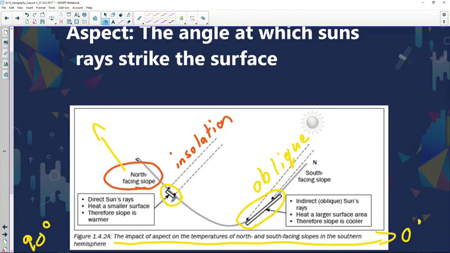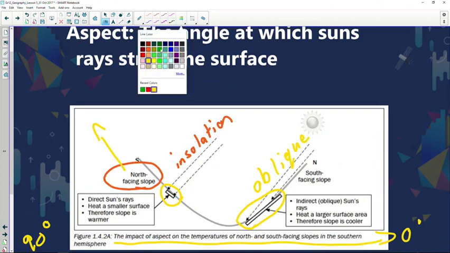Now, take this scenario for example. If we look at settlement, for instance, what will happen? Still, we have our valley over here.